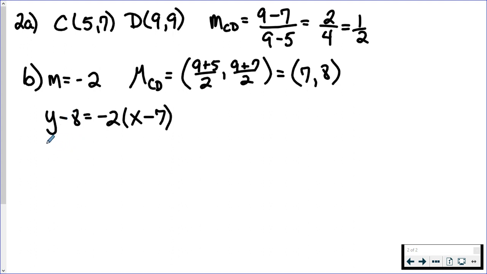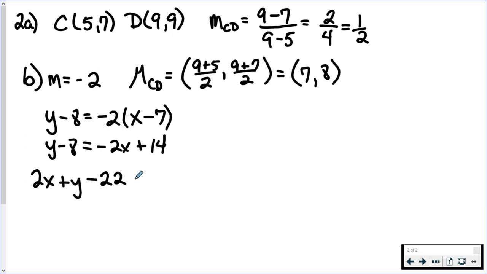So first I'll distribute. y minus 8 is equal to -2x plus 14. So I move everything over to the other side here. I'll have 2x plus y minus 22 is equal to 0. So that matches the form that they ask. We are done. All right, C.